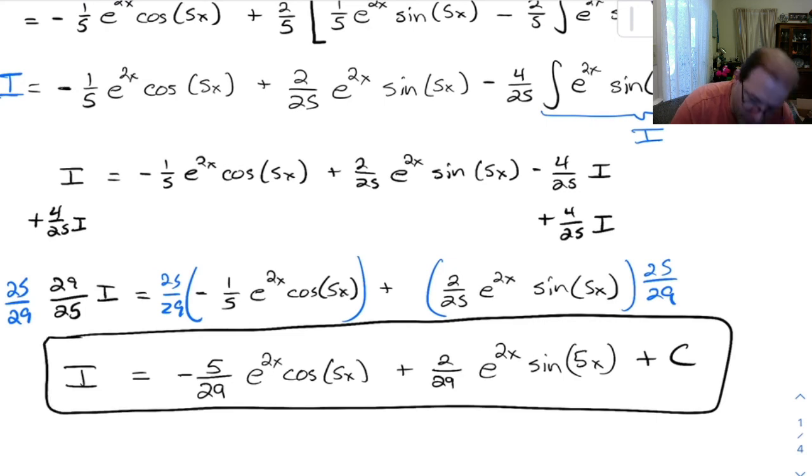It's a fair bit of work, but for any problem like this that involves e to the x, maybe with a constant on the front, times sine or cosine of a constant times x, this method will work.